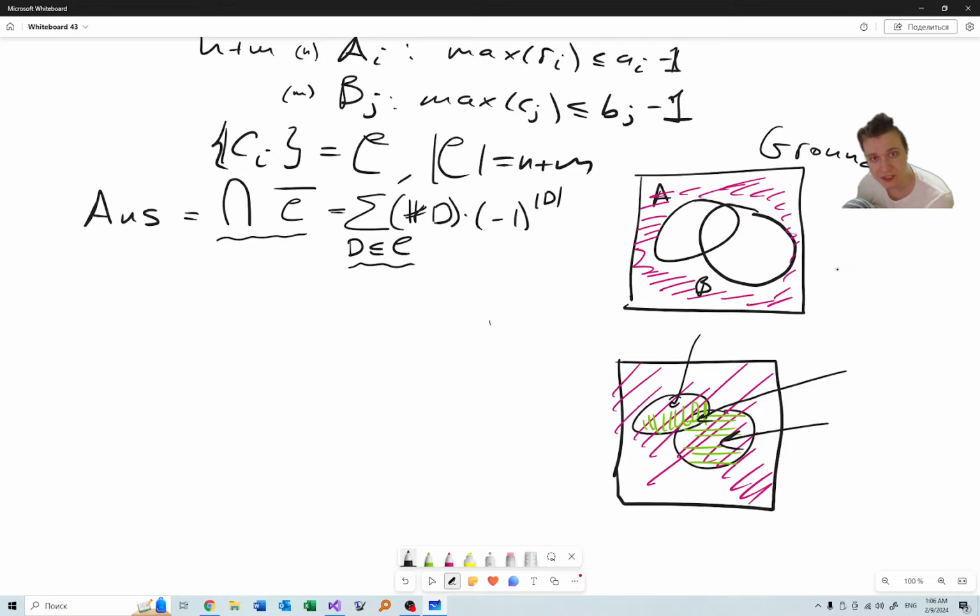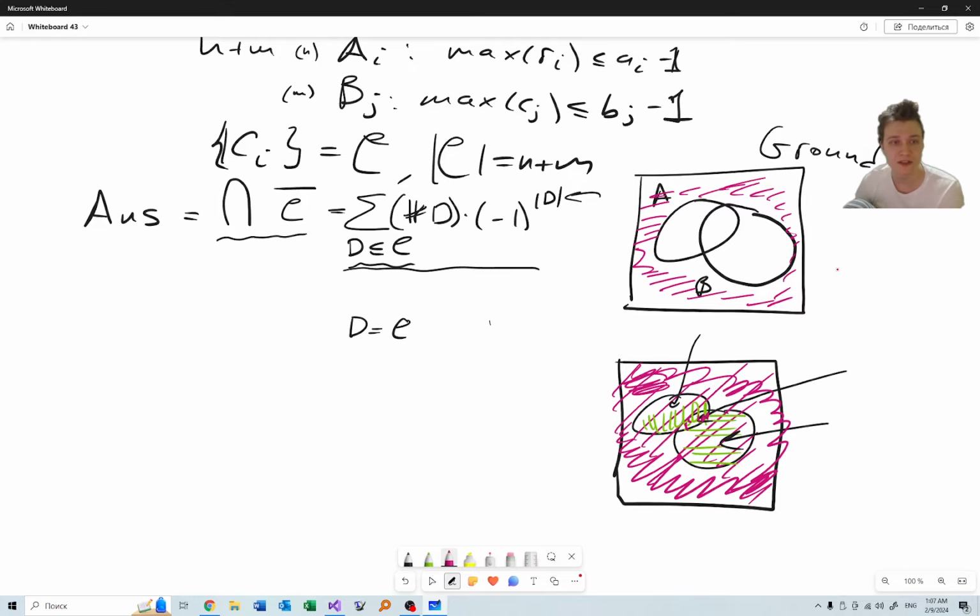However, there is one more term in this sum, which is D equals C, in this case A plus B. And minus 1 to the power 2 will be positive. And we add it back. So actually, we will consider exactly once this outer area. So the inclusion-exclusion principle will guarantee that we calculate our answer.